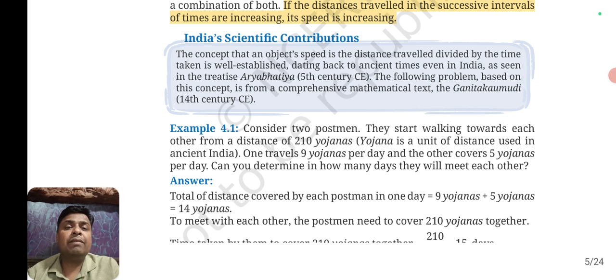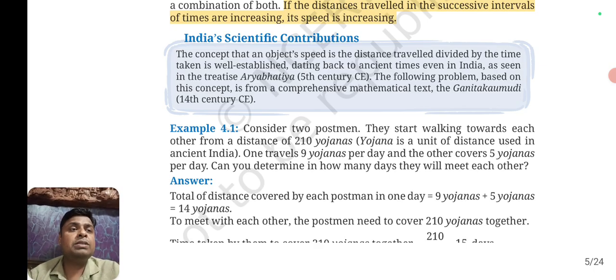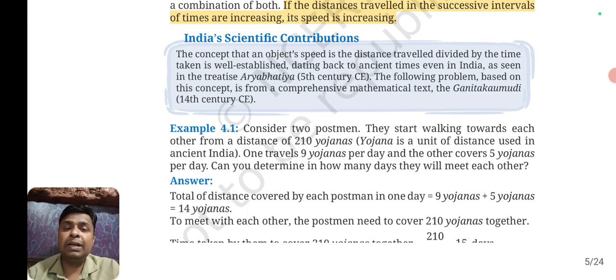Now, here they have given the contribution of Indian scientists, the old people who were learned and wise. They have contributed. Aryabhatta was there, so he has contributed a lot. It is written here: mathematical texts were written in the 14th century, which was very famous at that time.